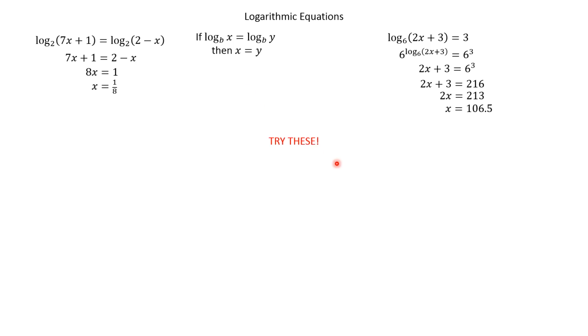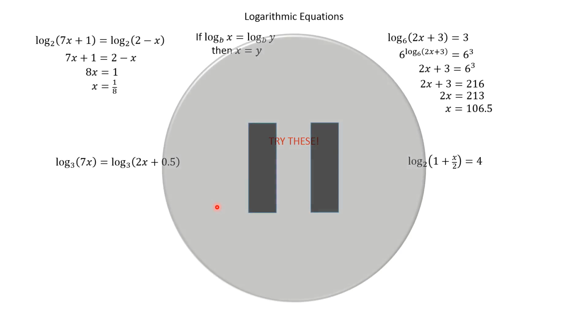Go ahead and try a couple. We have log base 3 of 7x equals log base 3 of 2x plus 0.5. And log base 2 of 1 plus x over 2 equals 4. Go ahead and pause. See if you can get these. And then come back when you're ready.